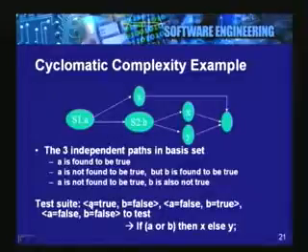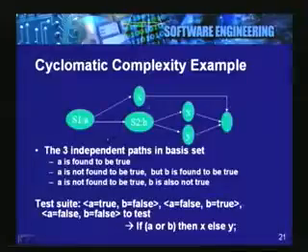The test suite is the following: A is true, B is false. We have chosen B to be false here with A true, but it does not matter. Then A false, B true is another test, and test number 3 is A false and B false. These 3 tests can cover all the statements. So these 3 tests give you the 3 basic paths in this particular example.